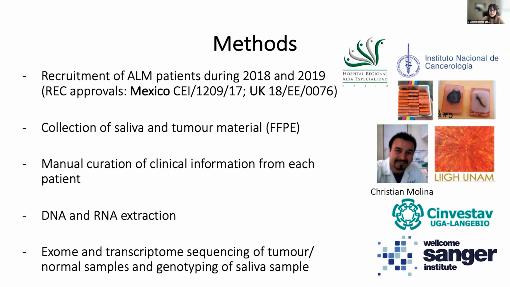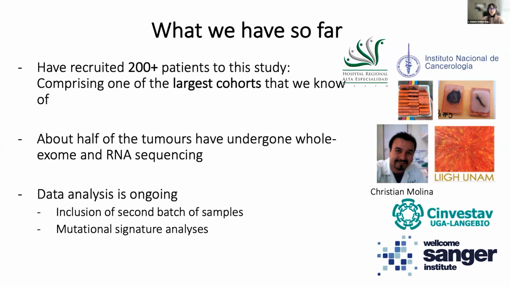We do this in collaboration with a sequencing center here in the country, and also the Wellcome Sanger Institute. Now some results, what do we have so far? We have recruited more than 200 patients to this study, and to the best of our knowledge, this comprises one of the largest cohorts of this type of cancer that we're aware of. We have data for half of the tumors at the moment. Data analysis is still ongoing because we need to include the second batch of samples in our future results. We are also doing signature analysis, and I'm going to tell you about that in a moment.